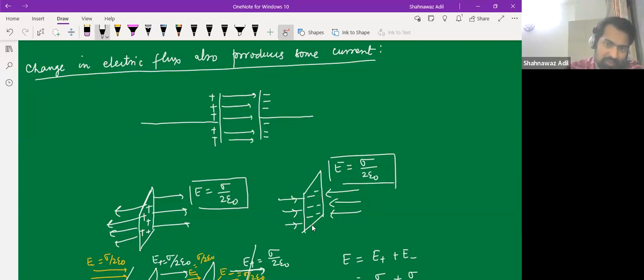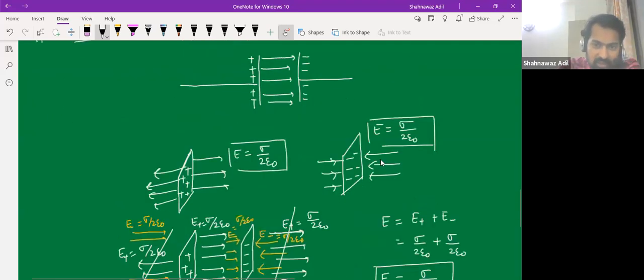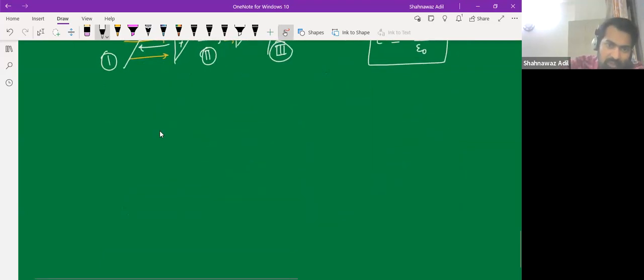Okay, so we have this electric field, and now what did I say earlier? That if we change this electric flux, or if we change this electric field, then this will produce some current. So let us find out what that is. We have these two plates, and this is the electric field which is passing through the surface.